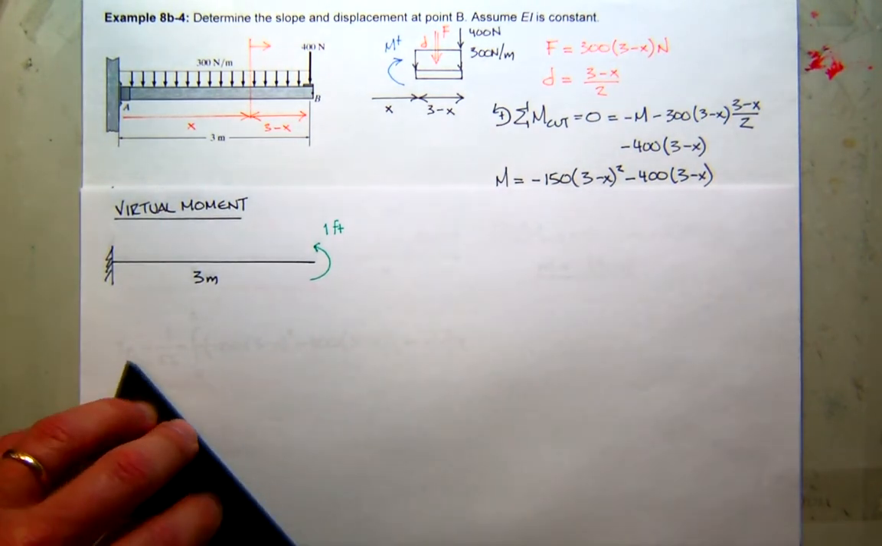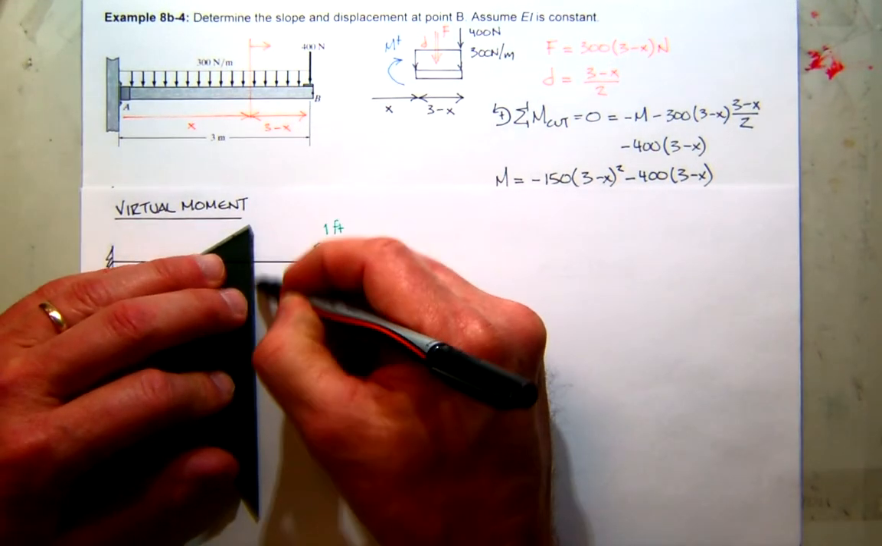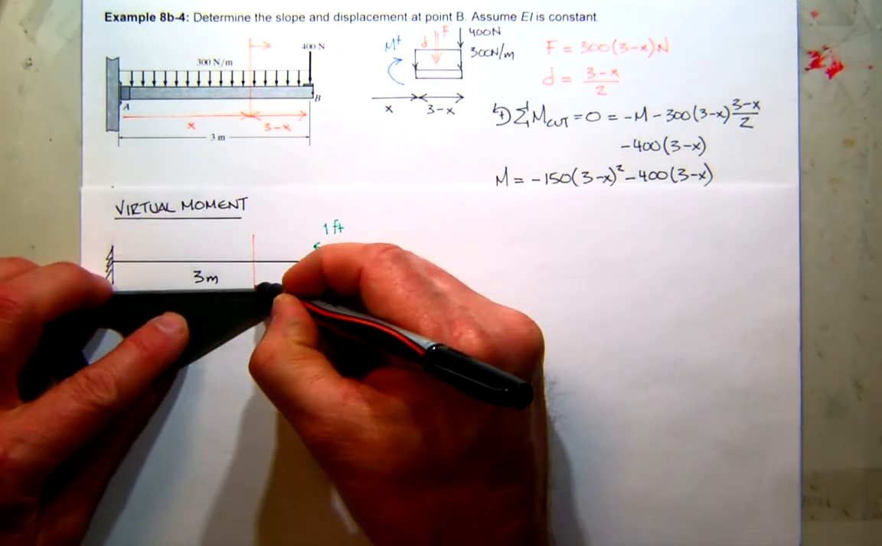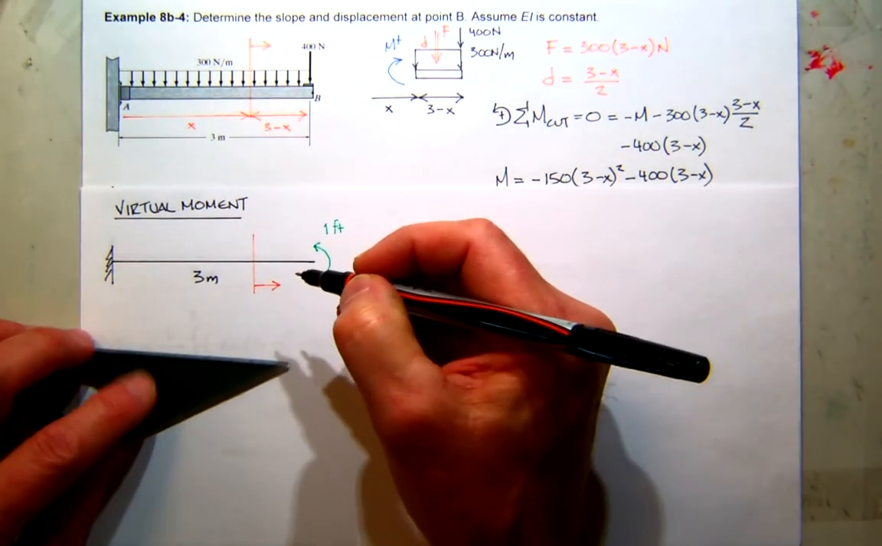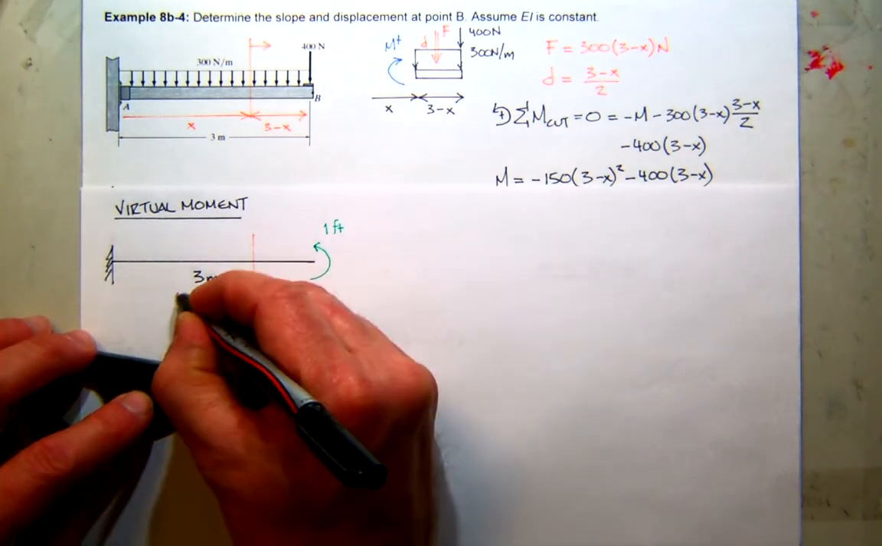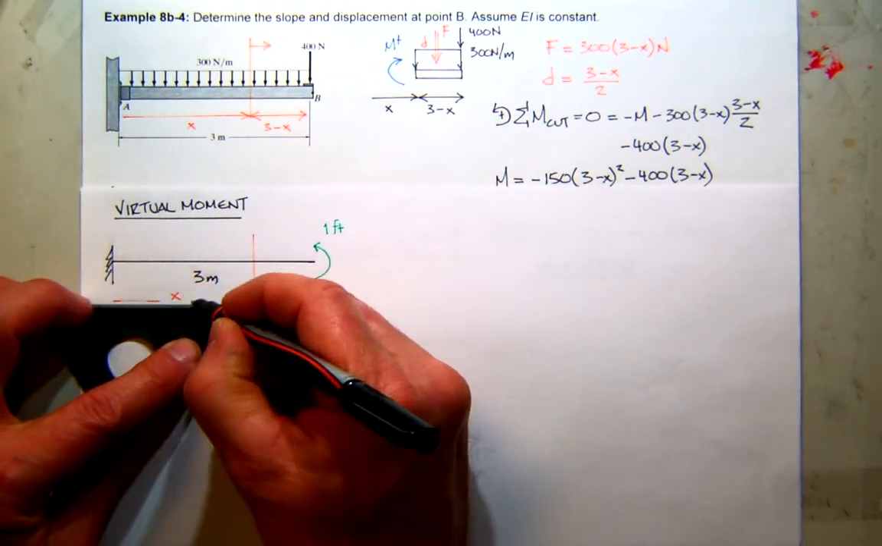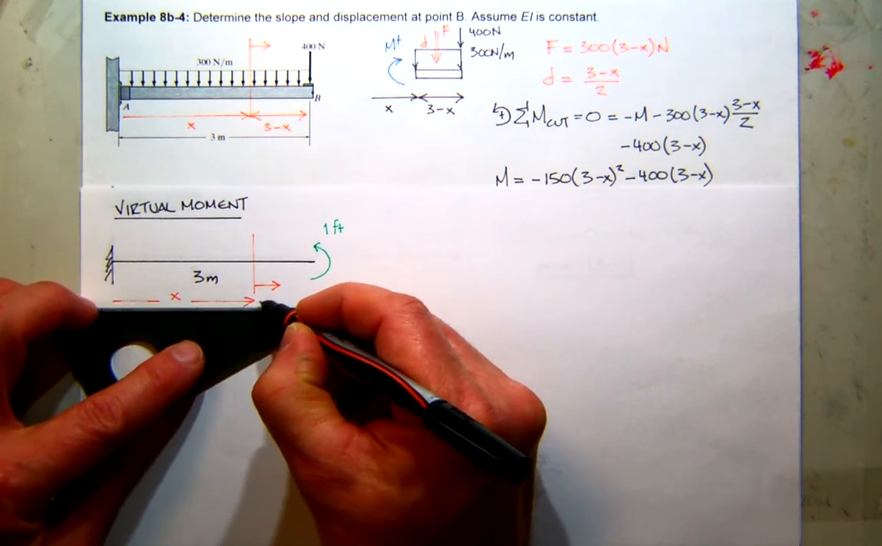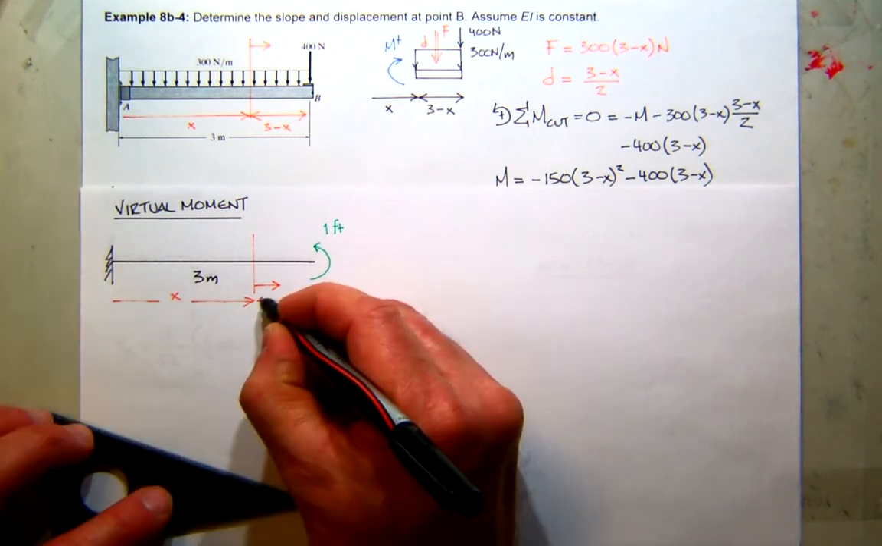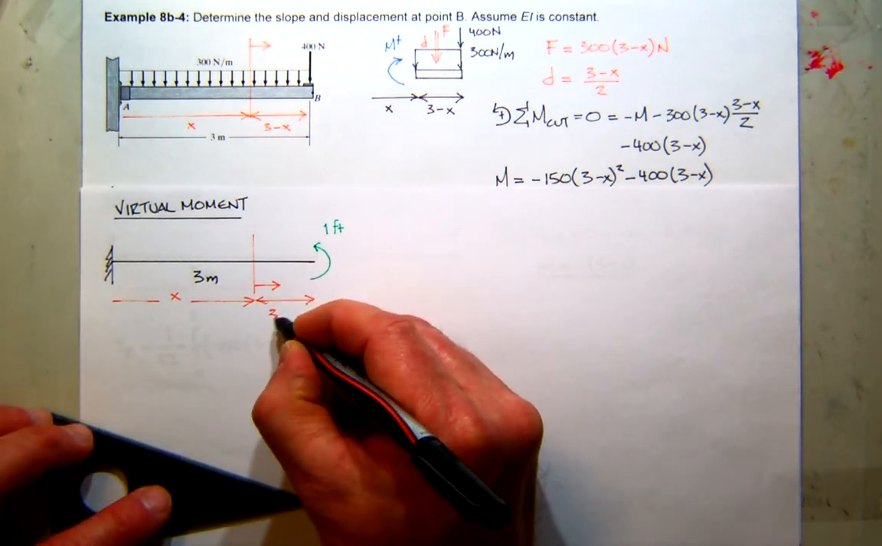Just like we did before, to match the real moment, I'll make a cut, and we'll work the right-hand side. Remember that it's at some distance x, and that will leave us a little segment on the right of 3 minus x.